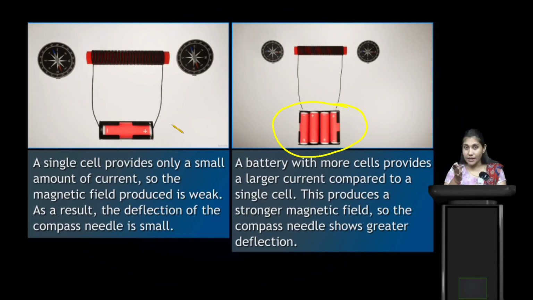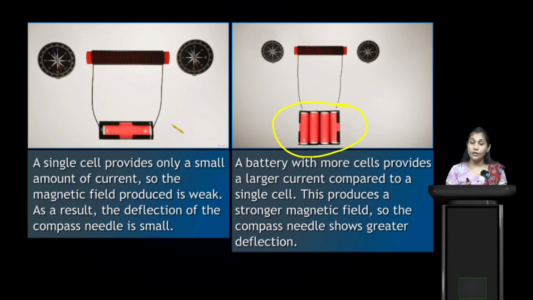and the stronger the magnetic field, the more will be the deflection. Okay, so let me explain again. If we give a battery consisting of more electric cells, in that case the electricity which passes through the wire is a large amount. Why a large amount? Because we are using more electric cells here. So as a large amount of electric current is passing through the wire, the magnetic field which generates around the wire is much stronger. So if the magnetic field generated is much stronger, then the deflection in the needle is also greater.